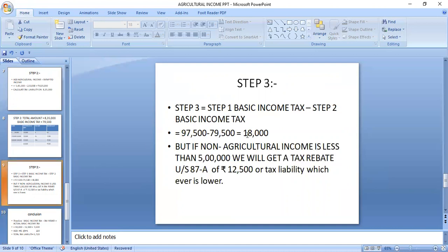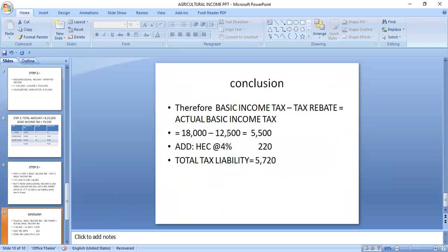97,500 minus 79,500, you get 18,000. Step 3, 18,000, you will get a rebate of 12,500. You will get 5,500. Add health and education cess 4% on 5,500, that is 220. Total tax liability is 5,720.